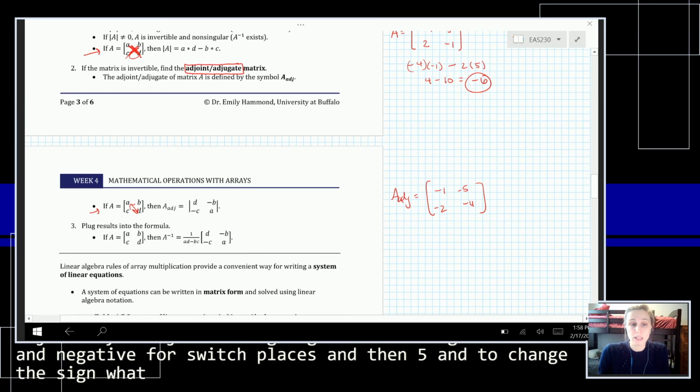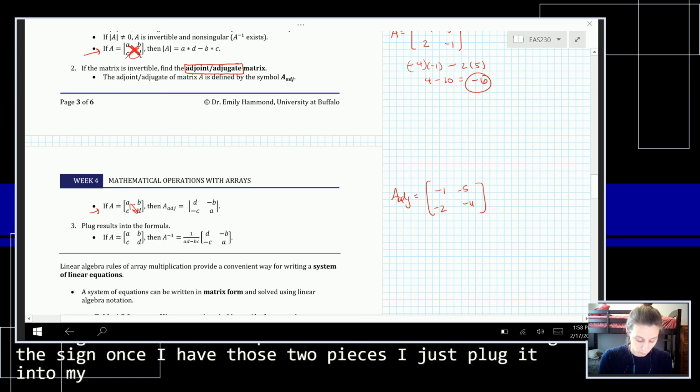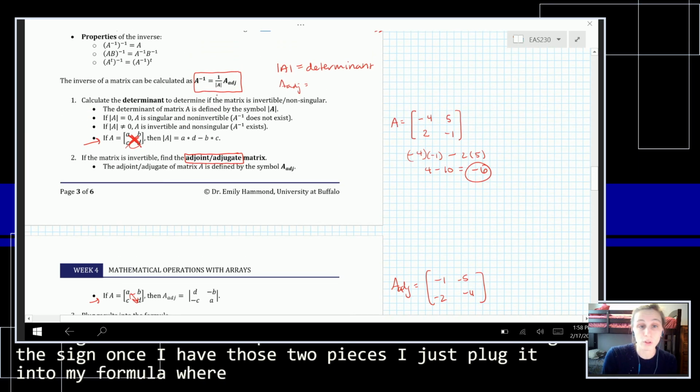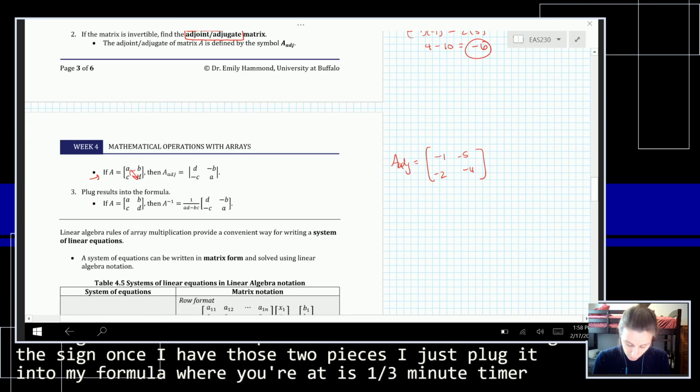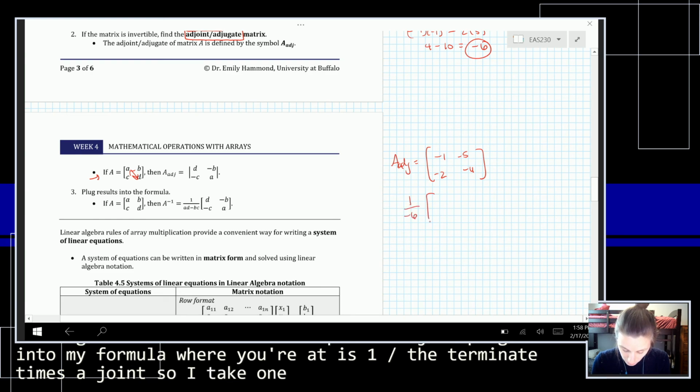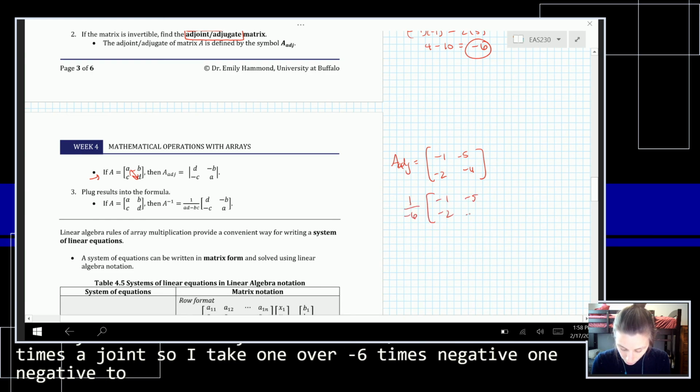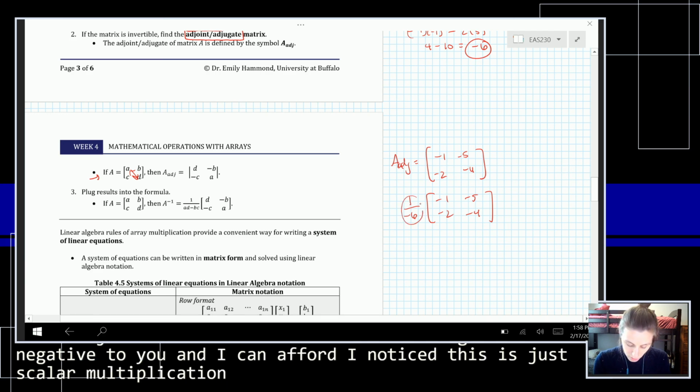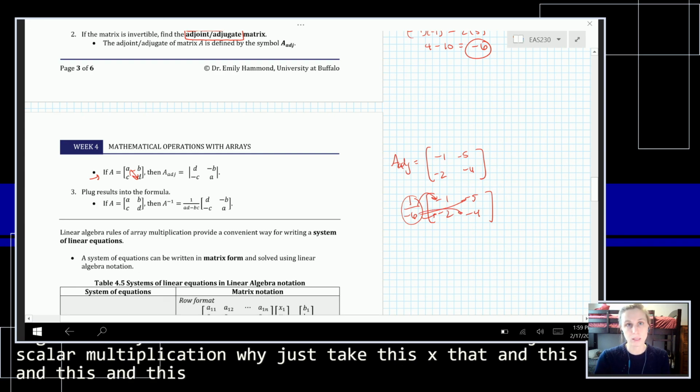Once I have those two pieces, I just plug it into my formula, where it's 1 over the determinant times the adjoint. So I take 1 over -6 times -1, -2, -5, -4. Notice this is just scalar multiplication, where I take this, multiply it by that, then this, then this, then this. And we will go through examples of this as well.